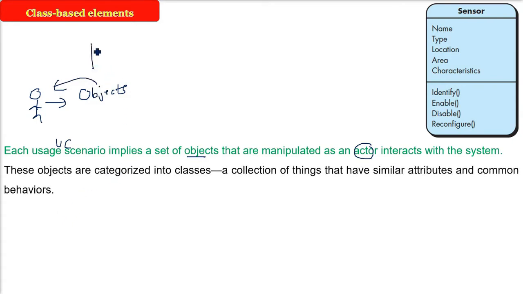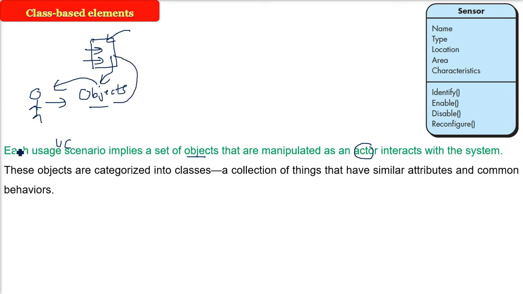Classes are a collection of things that have similar attributes and common behavior. For example, in a university, you can have a class of girls, boys, teachers, and supporting staff. So there can be different classes. One object will represent all the men, one object will represent all the women, like this. Okay. So these are the objects we are going to make, because these objects will be manipulated as the actor interacts with the system.